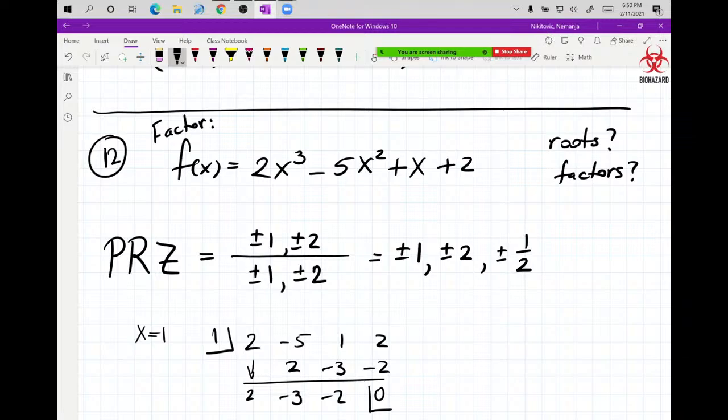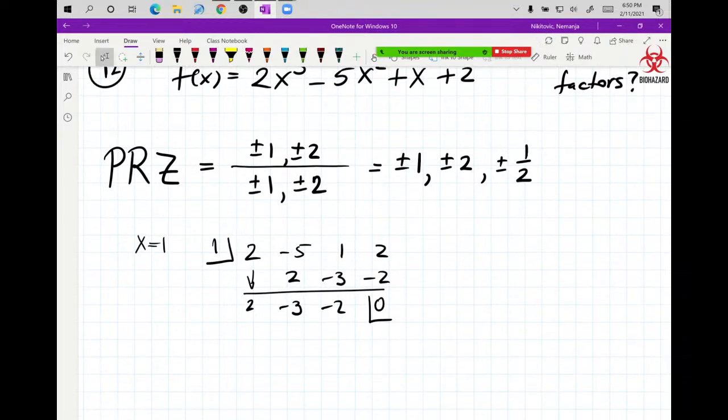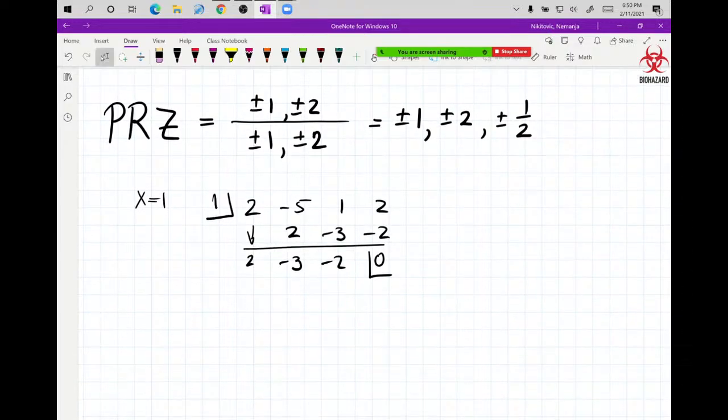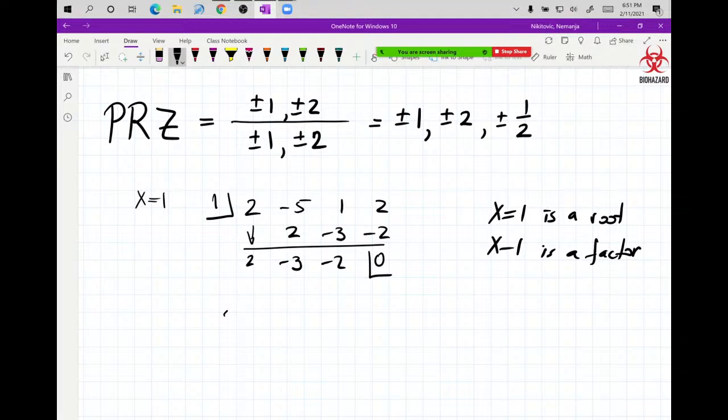Really? Wow. Should have bought a ticket today. Because look at this. Sometimes you have to do like 5 of these before you hit 0. Like I got 2 in a row. Well, kind of cheated on the first one. I knew what was going to happen. But on this one, I had no clue. So, x equals 1 is a root. x minus 1 is a factor. Awesome. And I got 2x squared minus 3x minus 2 to continue working on it.